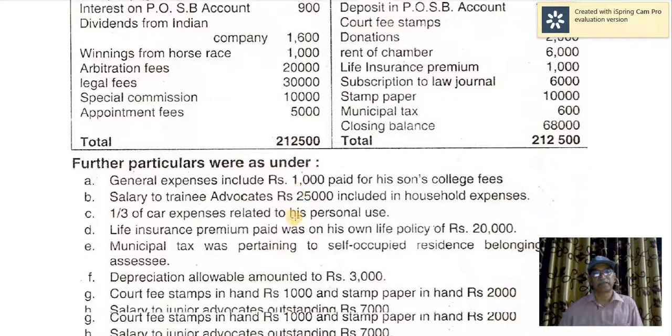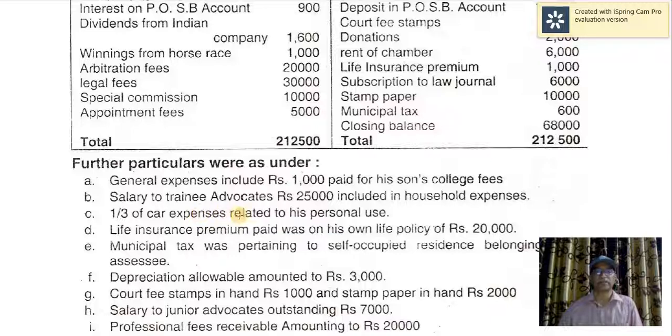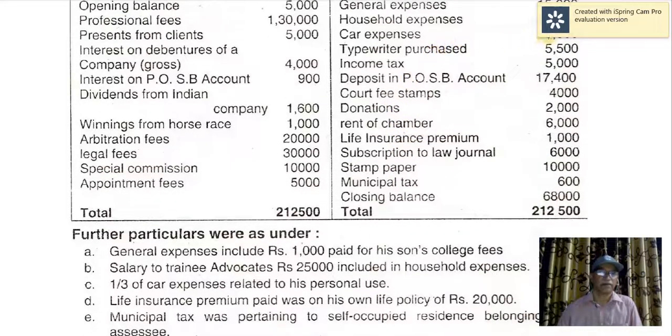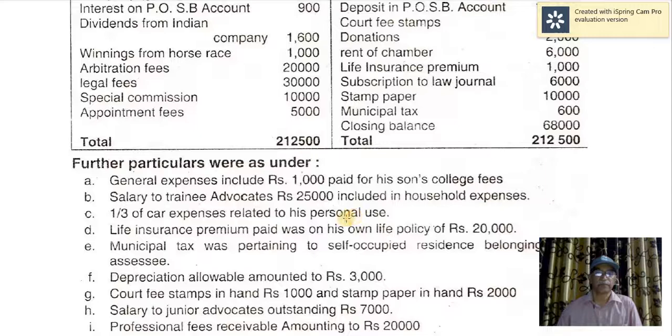1/3 of car expenses related to his personal use. So you find here car expenses to the extent of 6,000. Of that, 1/3 expenses are excluded, only 2/3 expenses are allowed under professional expenses. Then, life insurance premium paid was on his own life policy of rupees 20,000. So that is his personal expense and that is not to be taken under professional expenses.